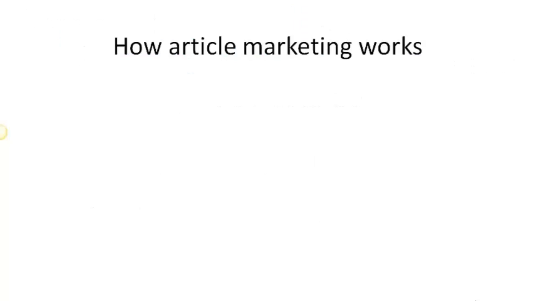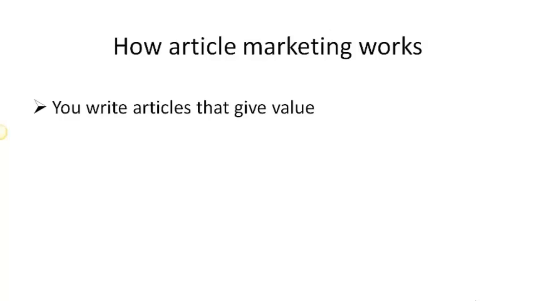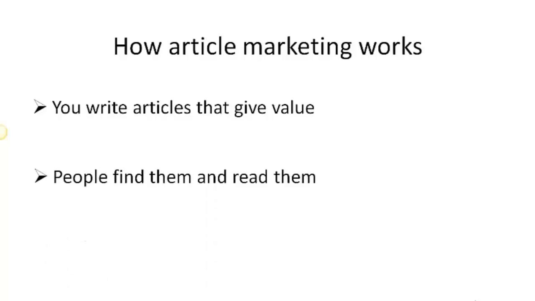So first thing is, how does article marketing work? Well, fairly straightforward really. You write articles that give value. And the give value part is very important, that you're writing articles that are of some benefit to the people reading them. So it's not just, we've opened our latest shop or something like that. It's something that they can derive real benefit from.